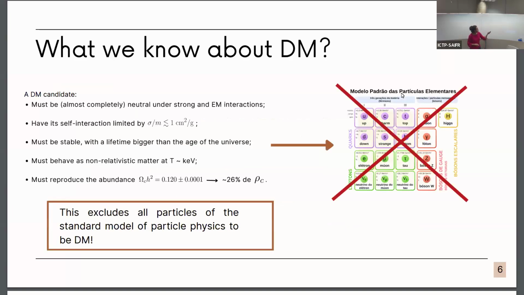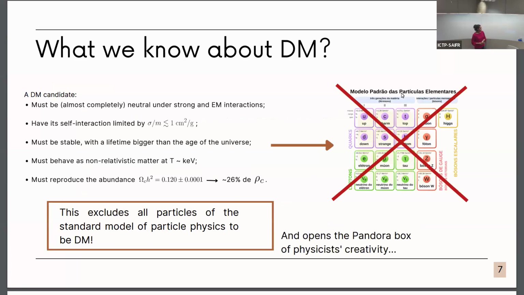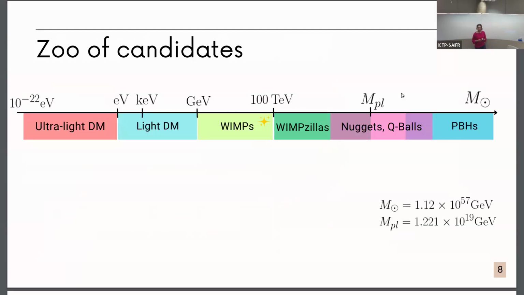So if you look at this list of qualities, we already know that all the standard model particles are excluded from being the dark matter. And this opens up the Pandora's box of physics creativity. So people can imagine things. So we have a zoo of dark matter candidates. Here's only a cartoon organizing these candidates.